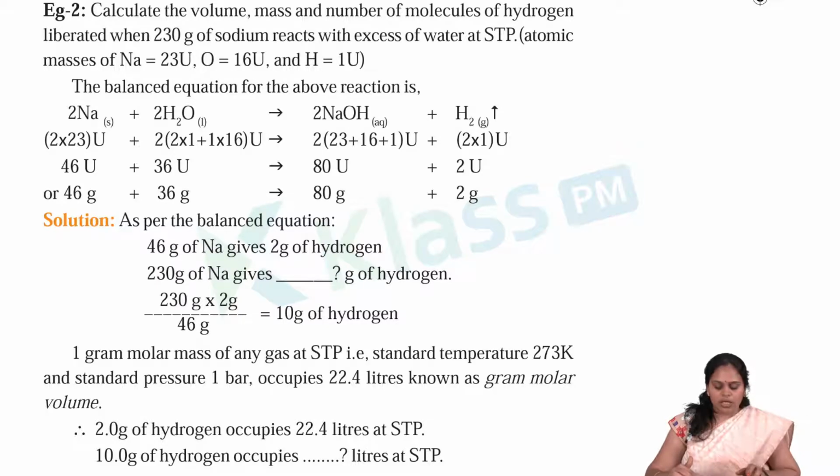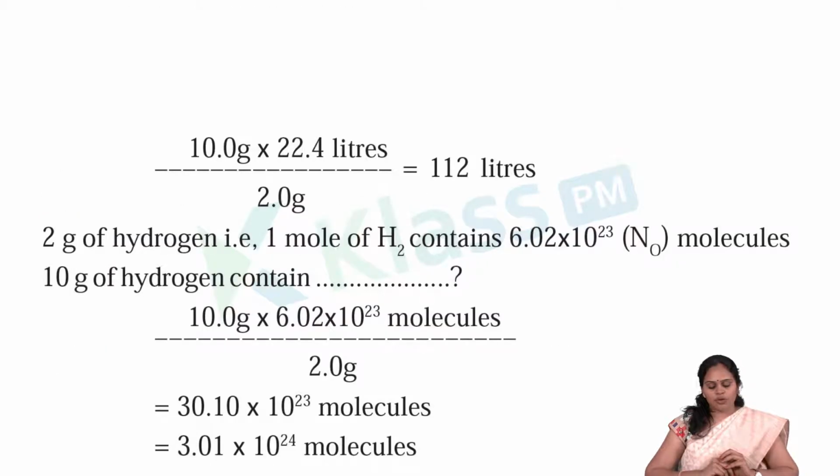2 grams of hydrogen occupies 22.4 liters at STP. 10 grams of hydrogen occupies how many liters at STP? The simple formula is 10 into 22.4 by 2, which gives you 112 liters. That is, 2 grams of hydrogen, 1 mole of hydrogen, contains 6.02 into 10 to the power of 23 molecules.